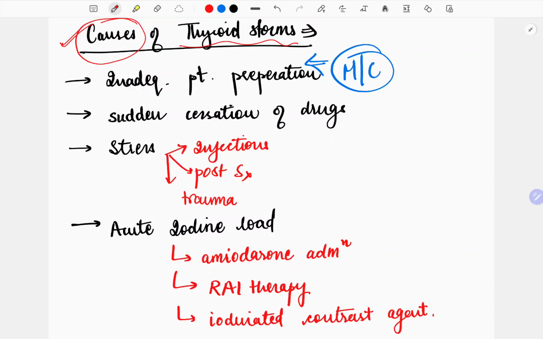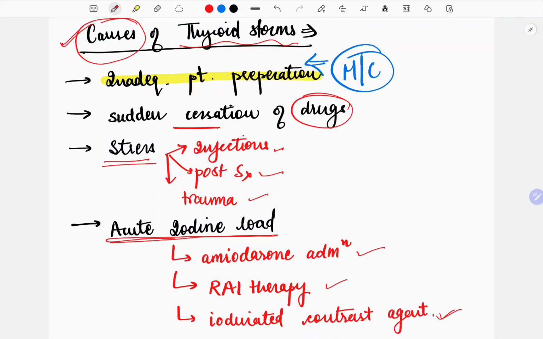The most common cause is inadequate patient preparation. Then other causes can be sudden cessation of the drugs, any antithyroid drugs you are taking and you suddenly stop them. Third can be stress, due to infections, post-surgery or trauma. And the last can be acute iodine load. So, when you inject amiodarone or you give radioactive iodine ablation therapy or you inject iodinated contrast agents, because of that also sometimes thyroid storms can occur. But the most common cause is inadequate patient preparation.